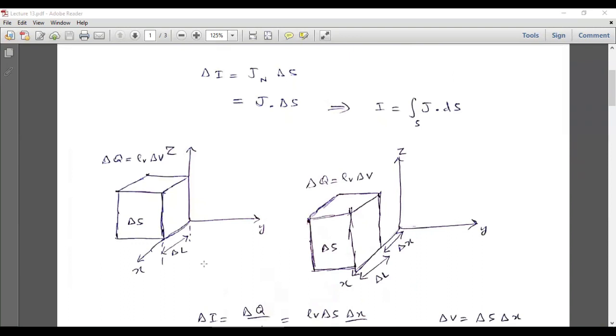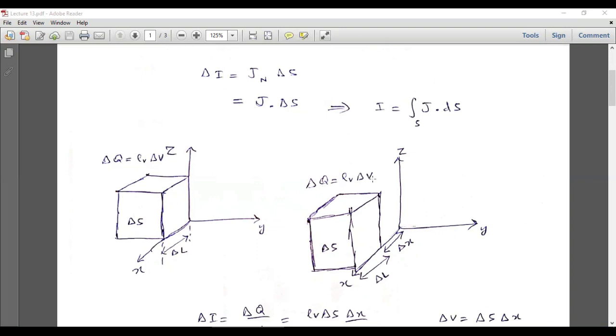Now we can discuss a simple case in which we can see a volume charge distribution over here, and the volume charge density in this case is represented by rho v, and the total charge is equal to rho v into delta v. And we are assuming that with the passage of time, this volume charge is flowing along the x-axis. So after a time delta t, this volume charge distribution will be at this location. So this volume charge distribution has moved by a distance of delta x along the x-axis, and delta L is actually the total length of this volume charge distribution along the x-axis. So this is actually delta S, and this is the x-axis, y-axis, and this is the z-axis.